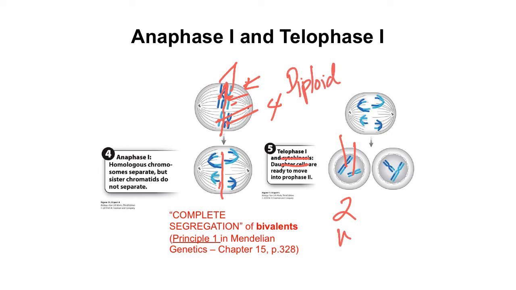and this is haploid. And in telophase 1, just like in mitosis, you simply reform the nuclear membrane. So at the end of meiosis 1, you end up with 2 daughter cells that are haploid.